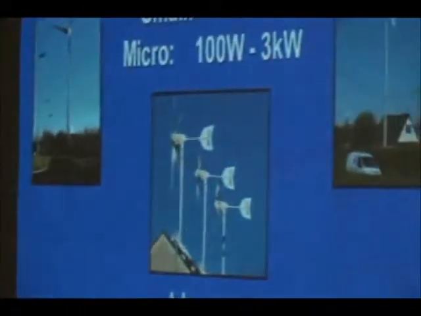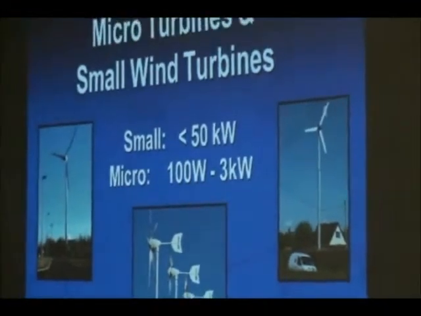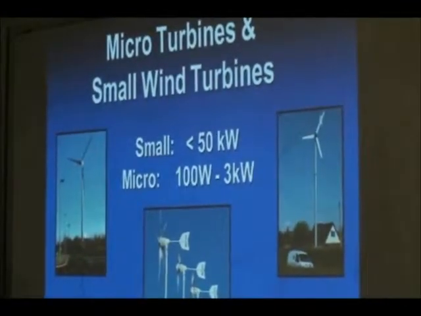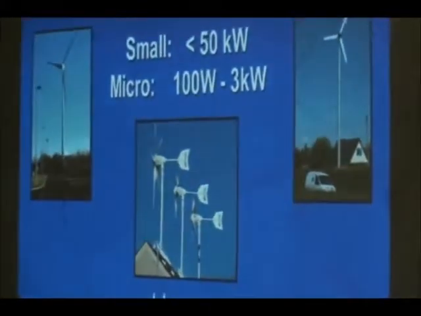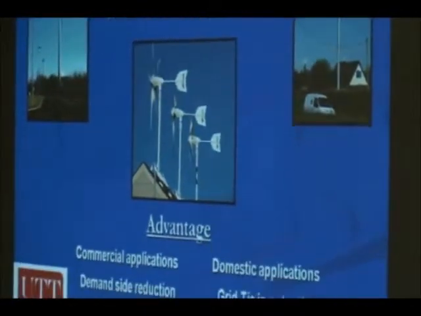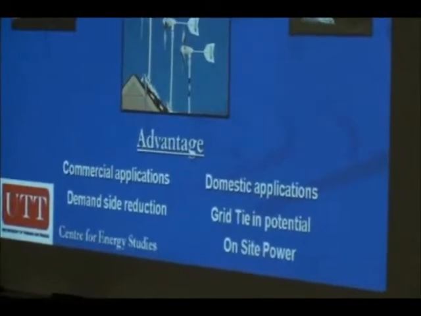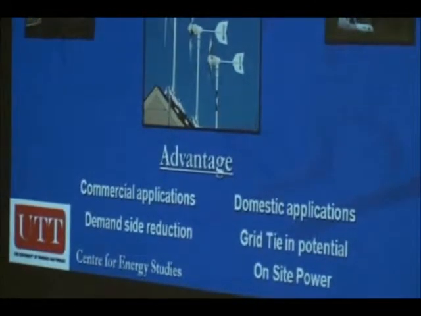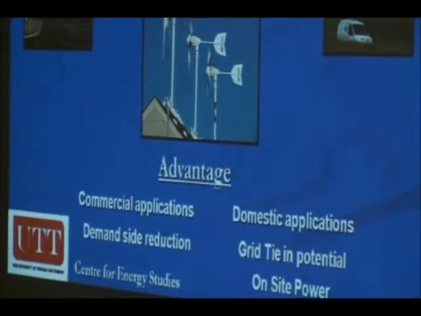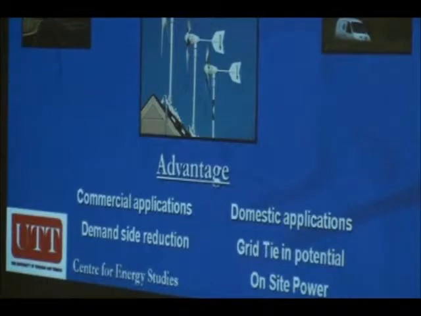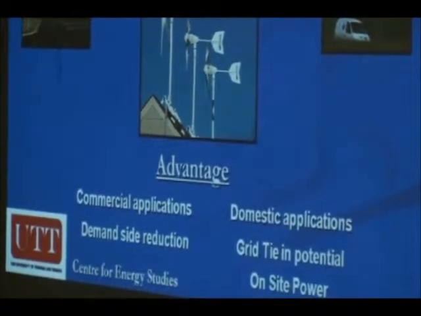When looking at microturbines and small wind turbines, we're talking about small scale in the region of less than 50 kilowatts, and micro in the region of 100 watts to 3 kilowatts. The advantage we have here is that they have commercial applications and domestic applications. They're available for demand-side energy reduction. They have grid-tie potential, and they're available on-site, close to where the energy is needed.